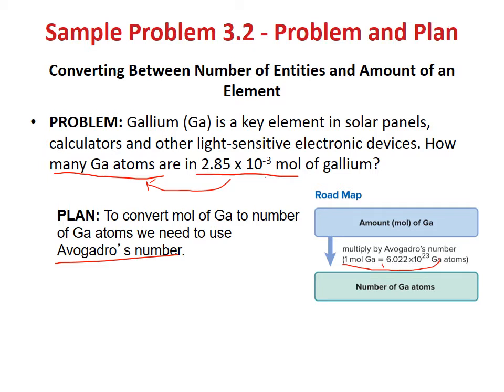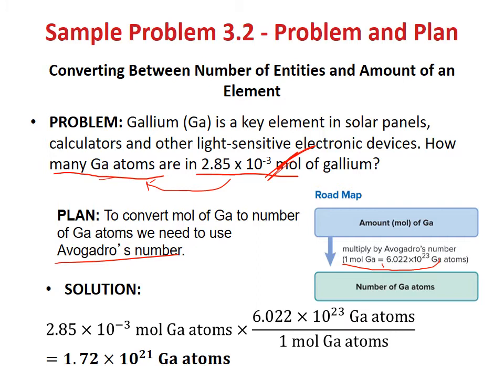In order to cancel the number of moles to give the number of atoms, the conversion factor should have 1 mole of gallium on the bottom, and 6.022 times 10 to the 23rd gallium atoms on the top. So the moles and the moles cancel each other, and that gives you gallium atoms.